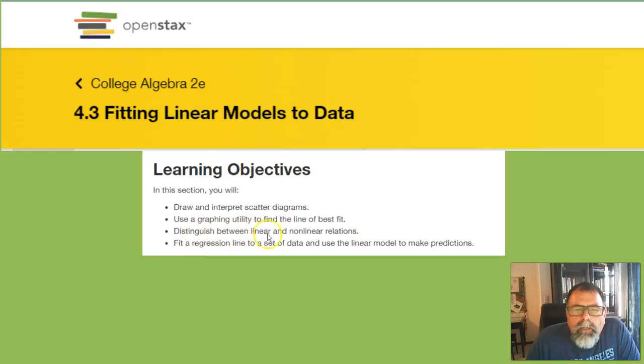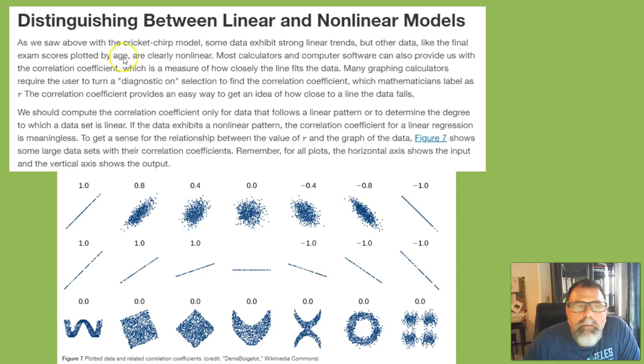Distinguish between linear and nonlinear relations. That's our next learning objective: distinguishing between linear and nonlinear models. As we saw above with the cricket chirp model, some data exhibits strong linear trends, but other data, like the final exam scores plotted by age, are clearly nonlinear.